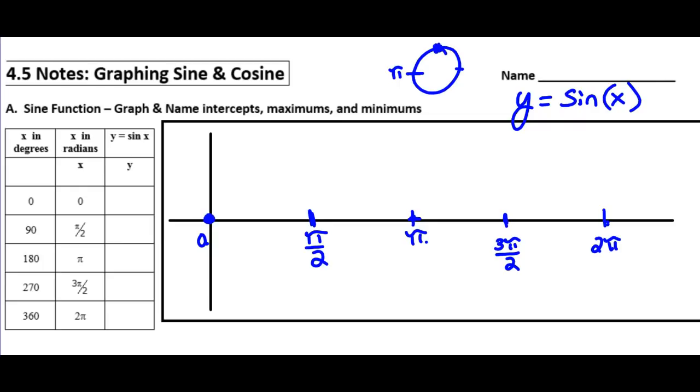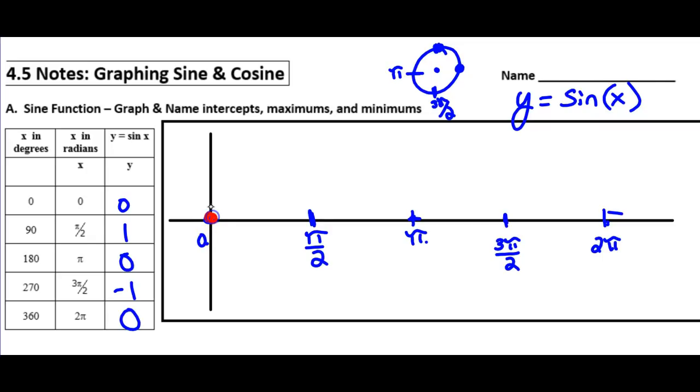So if you're having a hard time completing that chart, remember that our sine value is our vertical distance going around the unit circle. So right here at 0, the vertical distance is 0. Right here at pi over 2, the vertical distance is 1. At pi, it's at 0 again. At 3 pi over 2, which is right here, we're at, from the origin, -1. And at 2 pi, we're back at 0. So those are the points that I'm going to plot here.